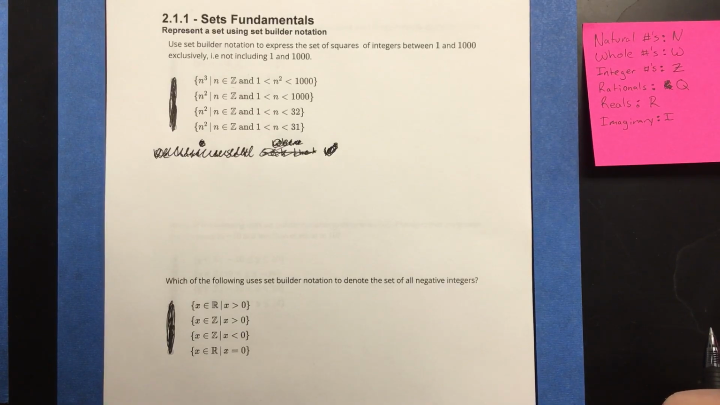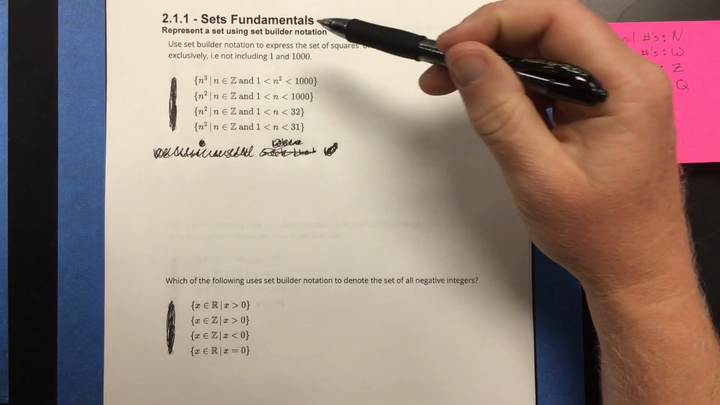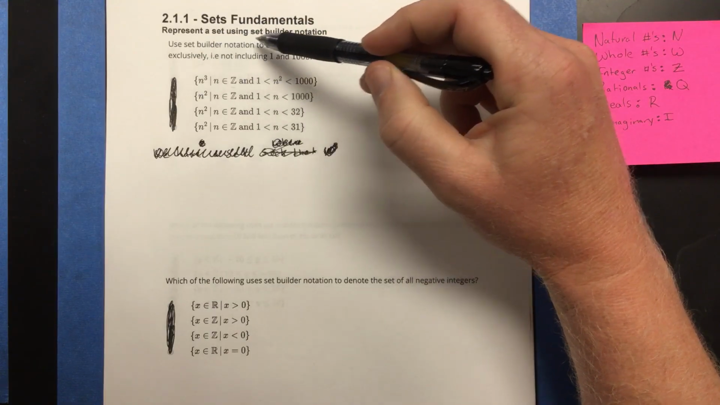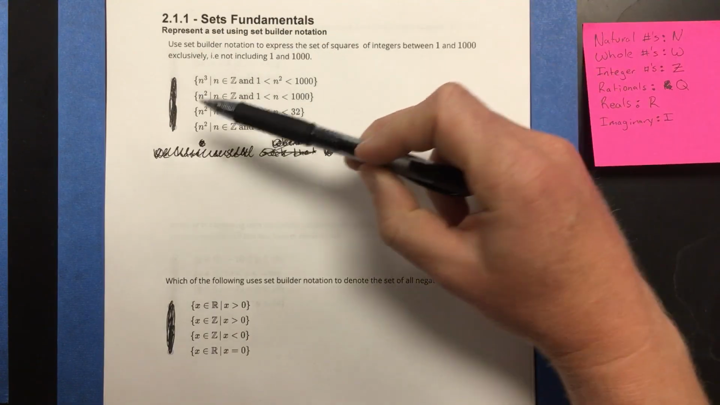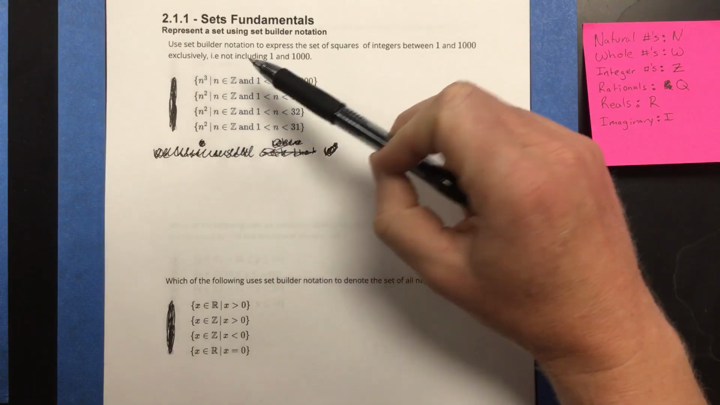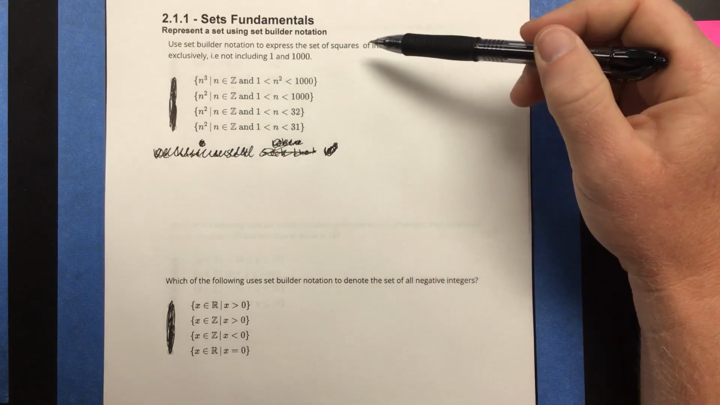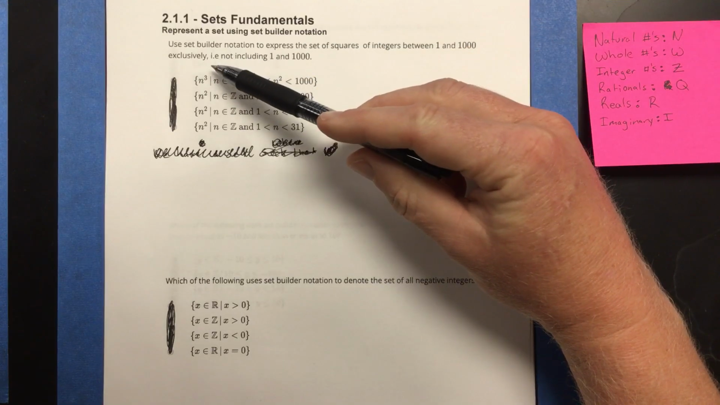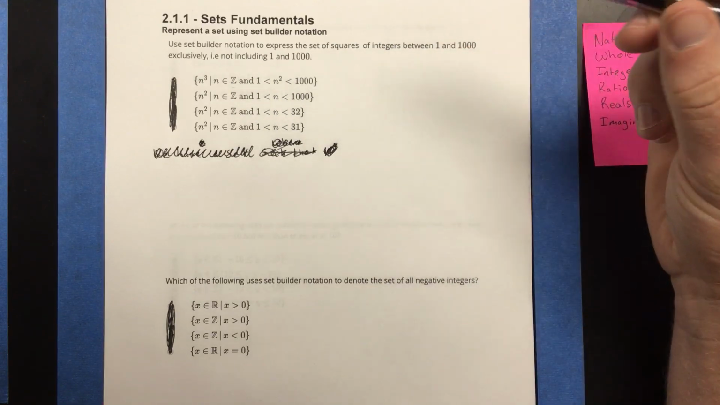In this video, we're going to talk about 2.1.1 set fundamentals, and specifically the standard that we're going to talk about here is represent a set using set builder notation. In this problem, it says use set builder notation to express the set of squares of integers between 1 and 1,000 exclusively, i.e. not including 1 and 1,000.